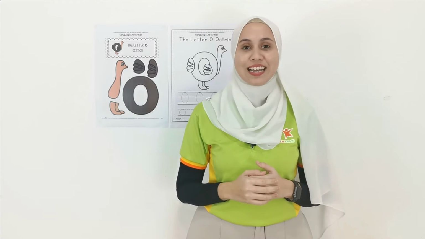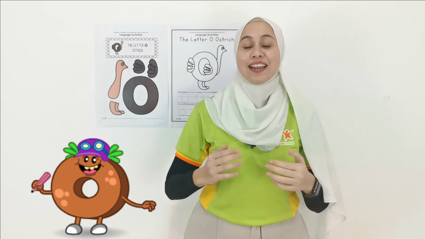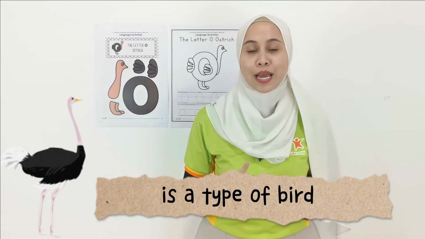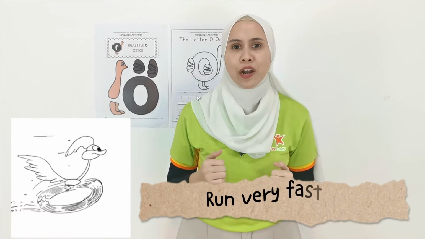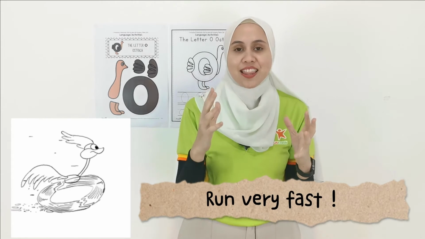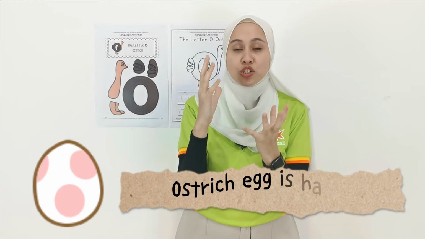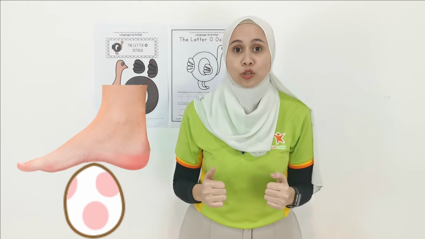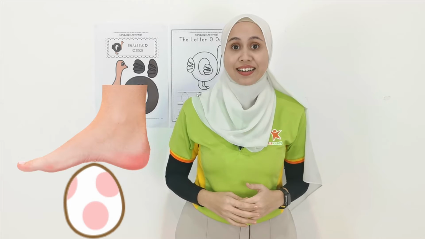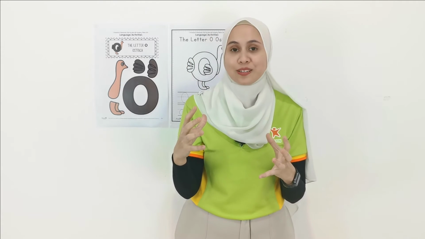Today we are going to learn about letter O. And O is for ostrich. Children, do you know that ostrich is one type of bird? But it cannot fly. The ostrich runs very, very fast. And the ostrich egg is so hard that when we put it down and a person steps onto it, it will not break. Yes, that's how hard ostrich eggs are.